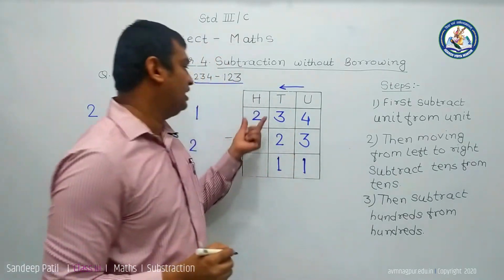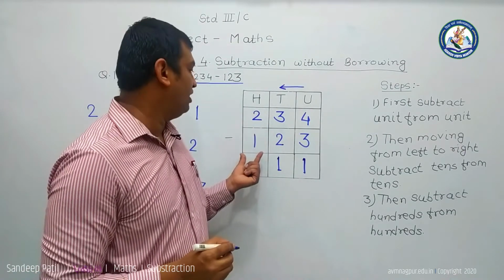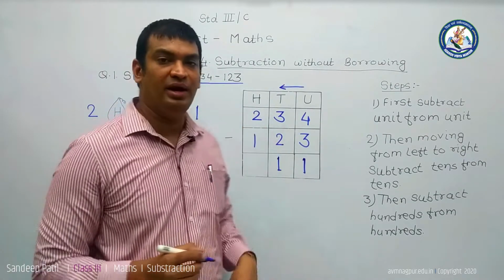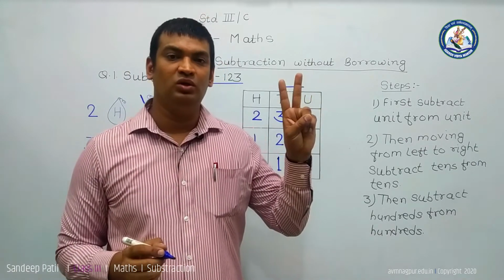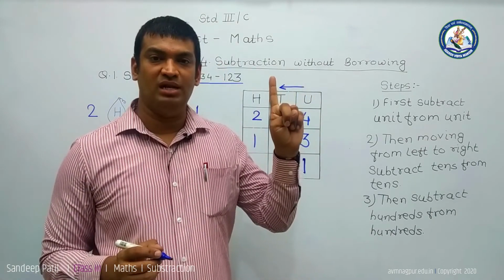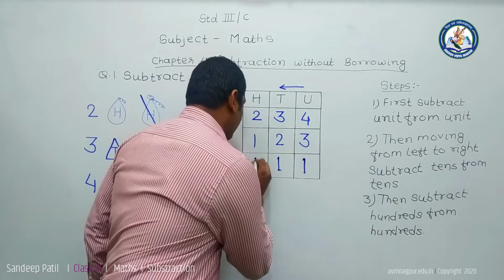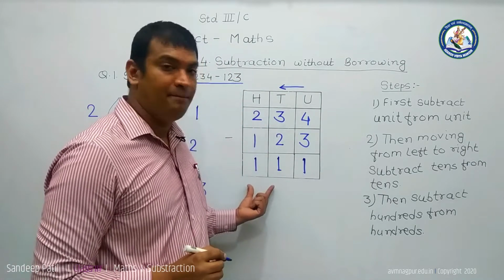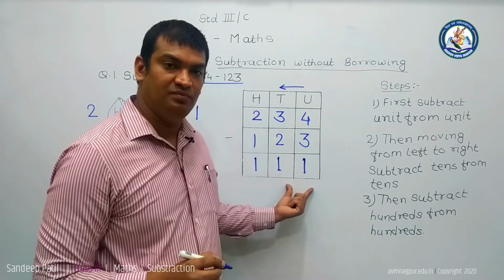Finally we have the place value 100, which is 2 minus 1. So minus 1 from 2. I have 2 here, minus 1 is 1. In this way, we get the number 111.